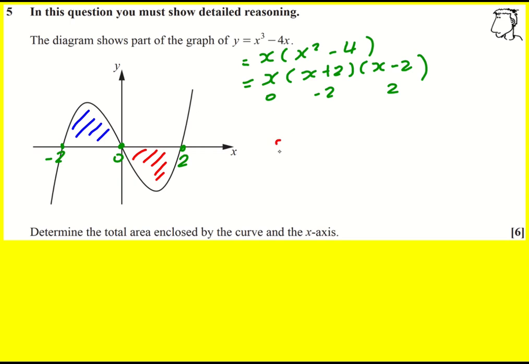Let's work out the red area. It's going to be the integral from 0 to 2 of, back to the expanded form, x cubed minus 4x. Raise the power by 1, divide by the new power. Same over here.